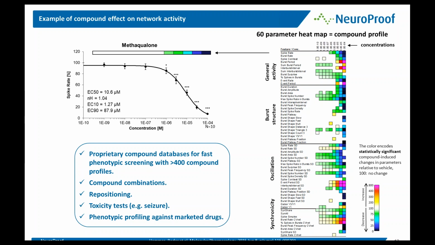Now, from a compound screening approach, we use concentration response curves, where you see the spike rate, and transfer that into this whole complete phenotype, which you see on the heat map. This is very compound specific, and this is what we then use for comparing compound profiles with each other. We have more than 400 compound profiles stored in different tissue cultures. We have assessed compound combinations, used that for repurposing or repositioning, and for toxicity tests.